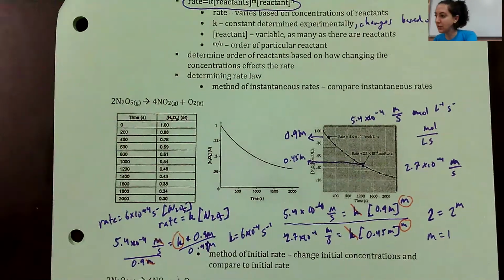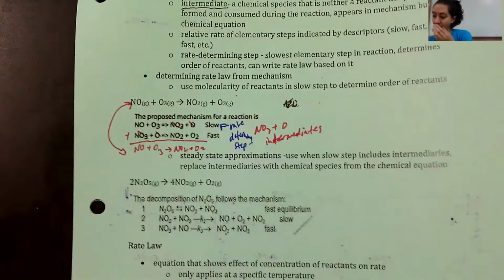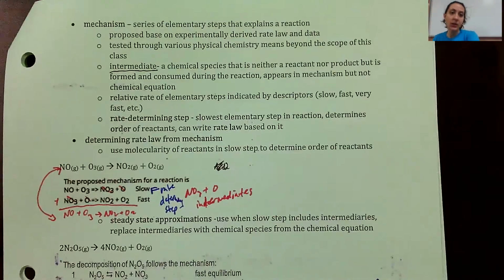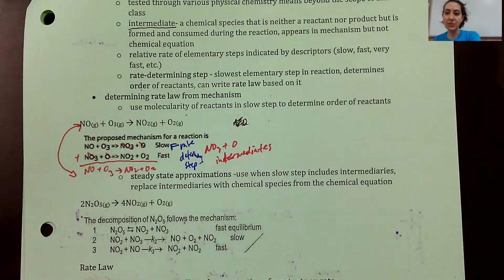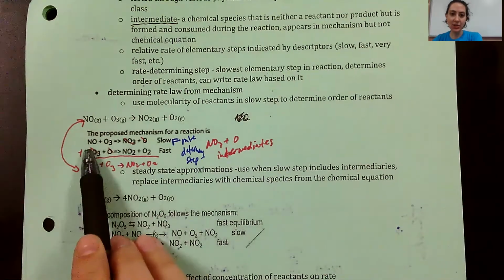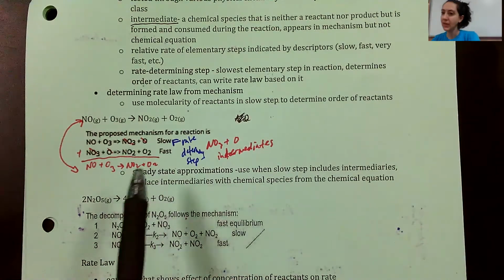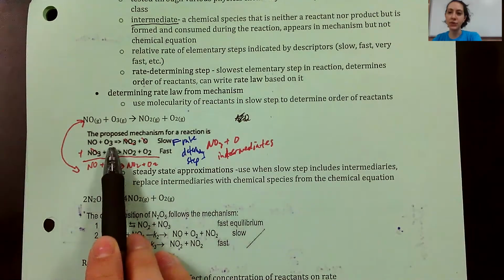Okay, so let's go back to mechanisms. With mechanisms, we talked about how we needed to be able to find the rate law related to mechanisms. And now that we know what a rate law is, we actually can do that. To determine the rate law from the mechanism, we use the molecularity of reactants in the slow step to determine the order of reactants. So whatever the slow step is, we are allowed to use the molar ratios. So this is telling us that nitrogen monoxide and O3 are both first order reactants.